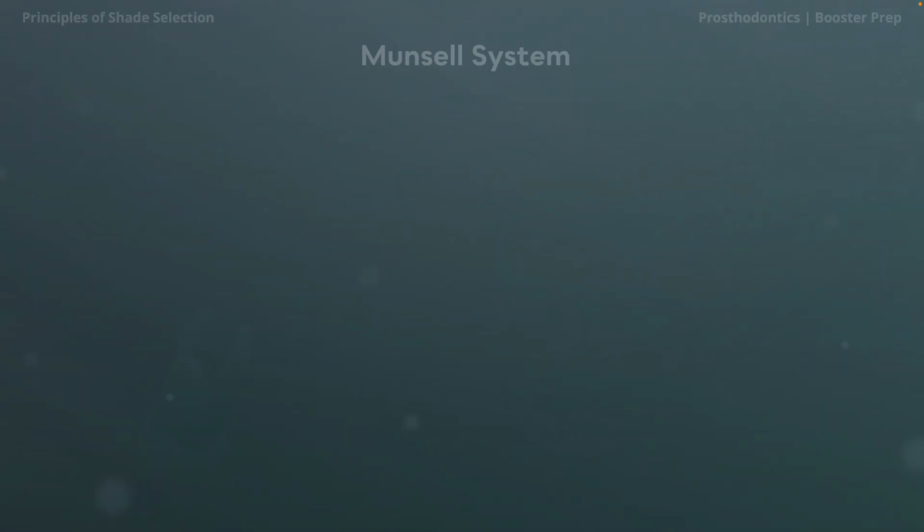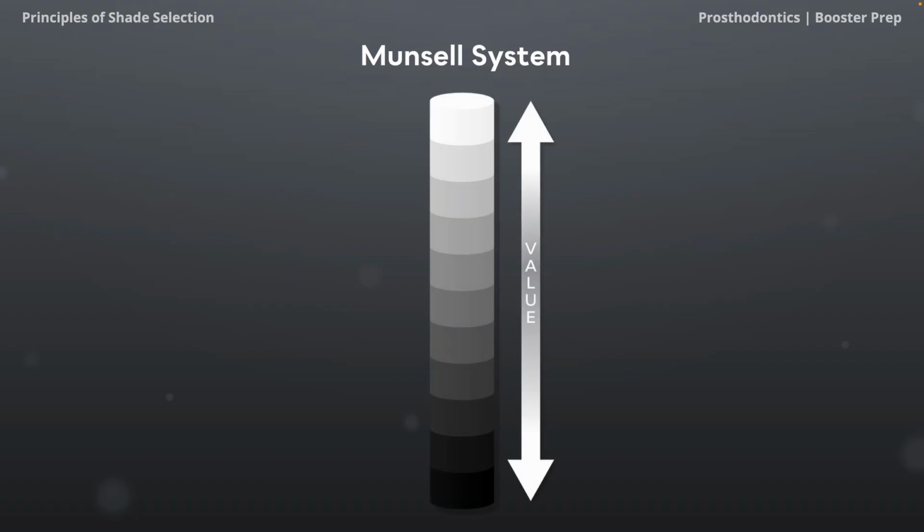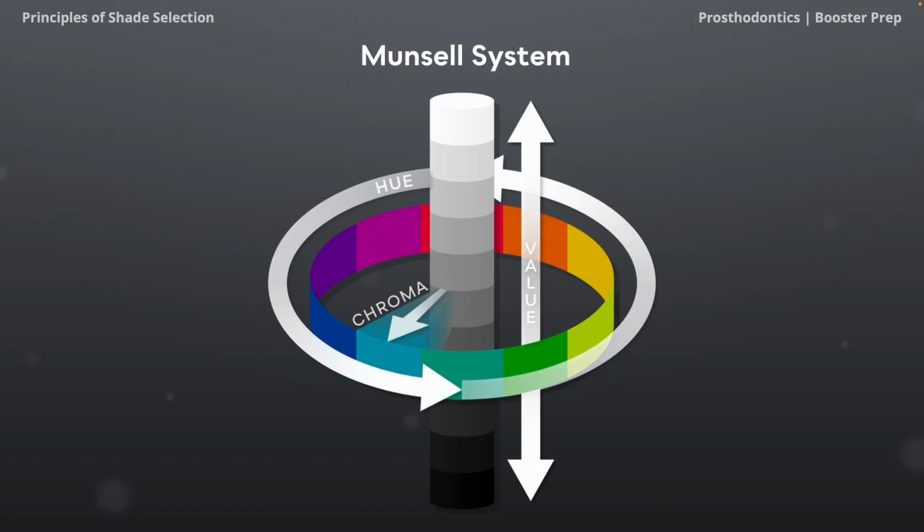Let's get started by first describing the Munsell System, which is just a cool way to categorize and measure color. It breaks down color into three primary dimensions. First we have value, then we have hue, and finally we have chroma.